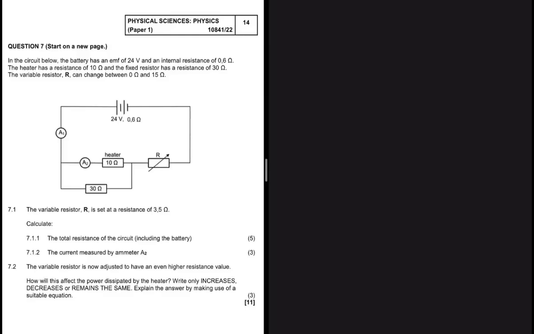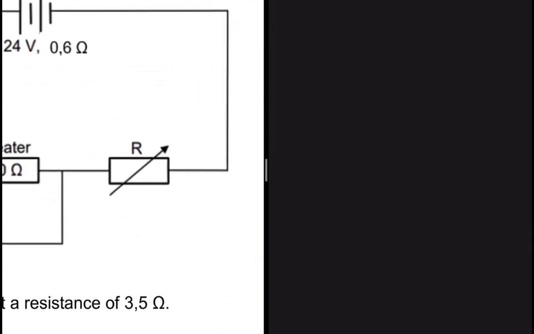The variable resistor R is set at a resistance of 3.5 ohms. So instead of having that R there, let's put 3.5 ohms.